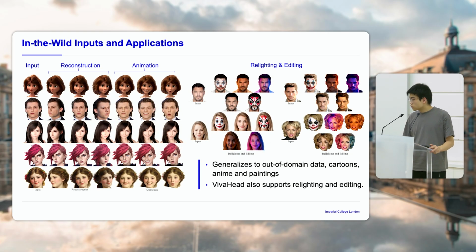Here we also generalize the model to diverse inputs, including out-of-domain data, cartoons, anime-style images, and paintings. The canonical Gaussian avatar supports animation, relighting, and editing. Since each covers the full head, this application remains more consistent across frontal, side, and back views.